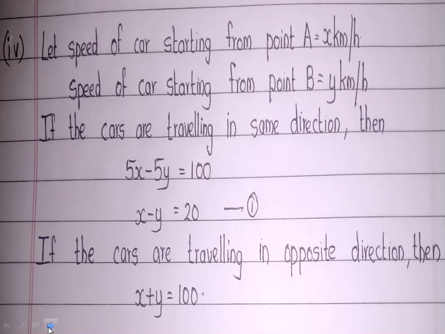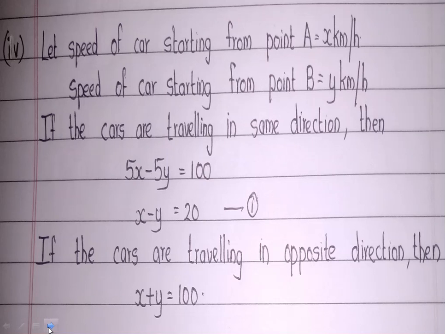Next, fourth one. Places A and B are 100 km apart on a highway. One car starts from A and another from B at the same time. If the cars travel in the same direction at different speeds, they meet in 5 hours. Students underline same direction at different speeds. If they travel towards each other, they meet in 1 hour, which is the important word here, travel towards each other. They are traveling in the opposite direction. What are the speeds of the two cars?